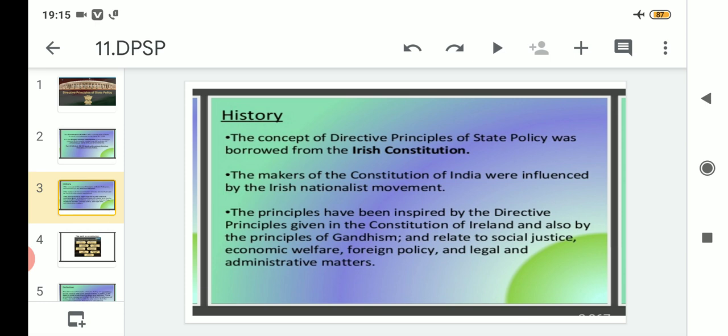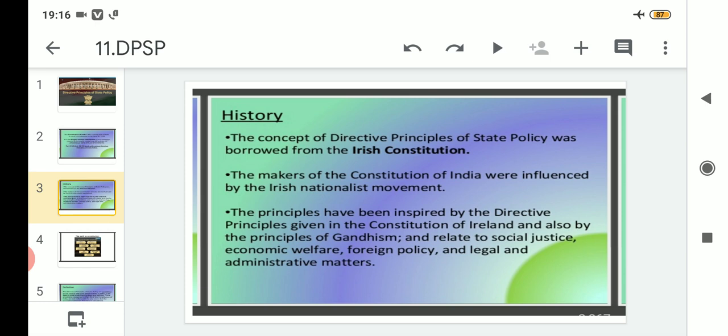So in the case of the Irish Constitution, from where the directive principles of state policy were included, the things they were inspired by were the social justice that was there in their directive principles, then economic welfare, foreign policy, and the inclusion of legal as well as administrative matters. So all these points were very inspiring for the framers of our Indian Constitution, and they thought that if they included the directive principles of state policy, this might actually work for the betterment of what?